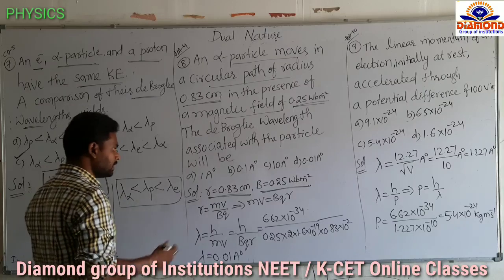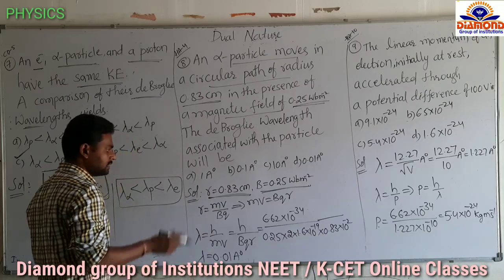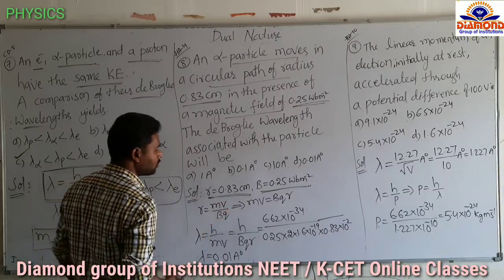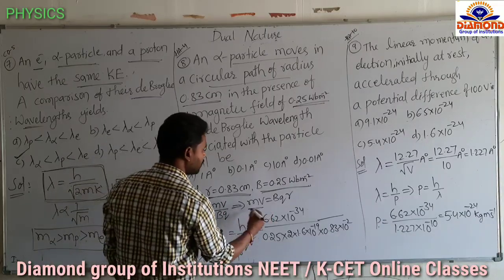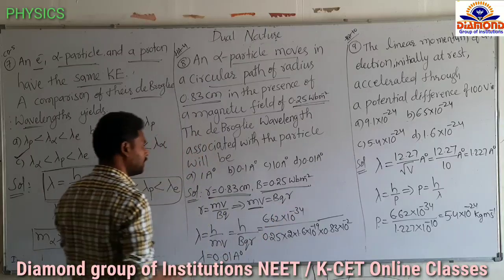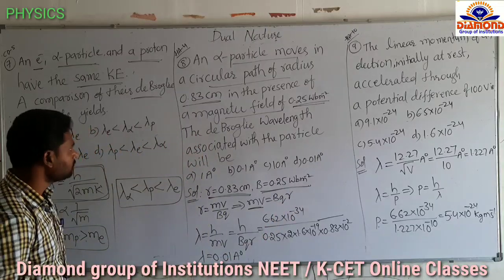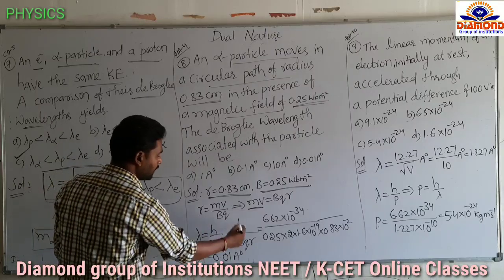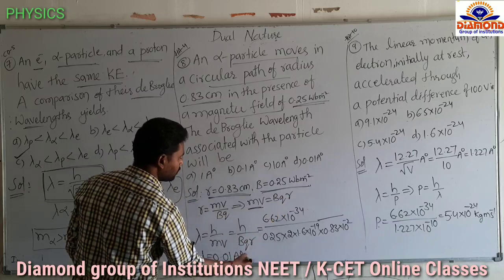In moving charges and magnetism, we know the radius of the circular orbit: r equals mv by Bq. From this we have to find mv, which is nothing but the momentum. So mv equals Bqr. So we got the momentum. Now find the de Broglie wavelength. De Broglie's wavelength lambda equals h by mv, that is h by Bqr.